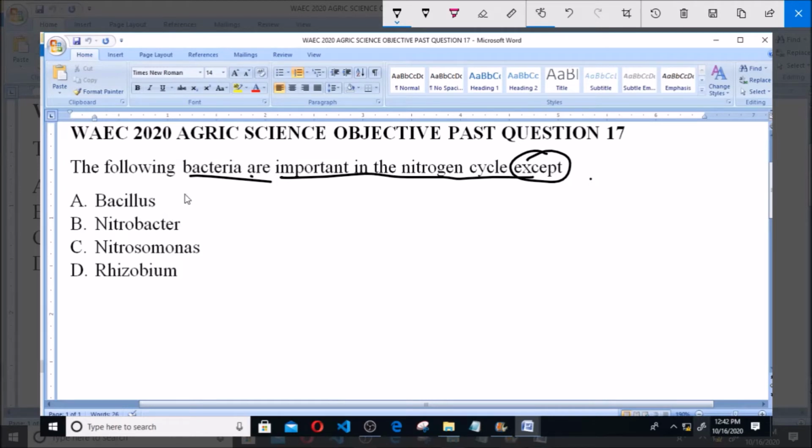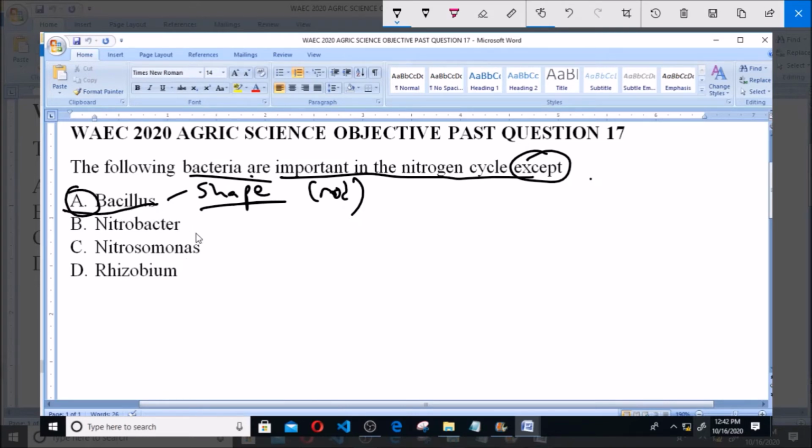Now, option A says Bacillus. Bacillus is basically a class or a description of bacteria according to shape. Okay, so it's a generic term for rod-shaped bacteria in general. So you can't exactly say it is important to the nitrogen cycle because that particular type of bacteria is not specified. So option A is not important in the nitrogen cycle.